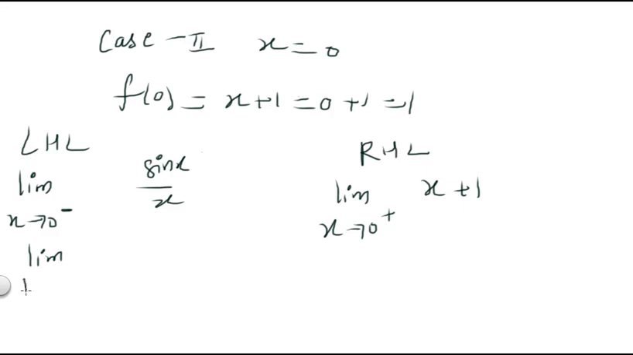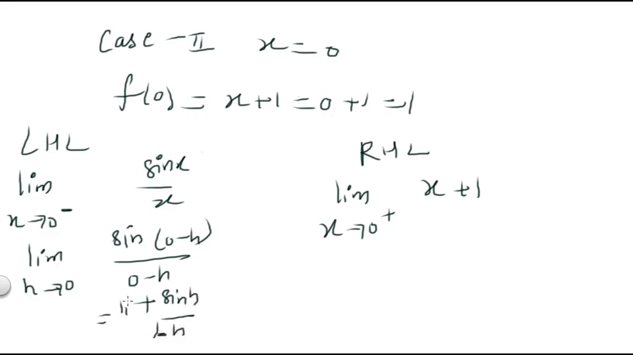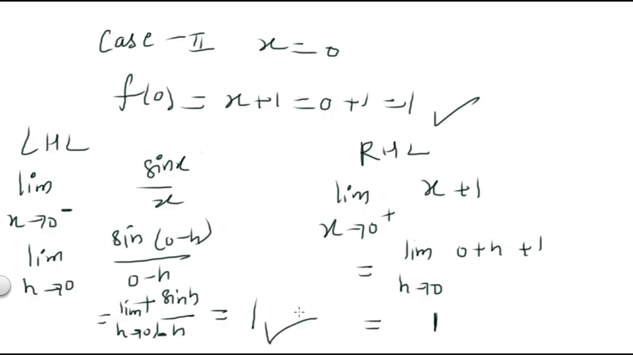Just see now. Limit h tending to 0. Instead of x, you're going to write 0 minus h and 0 minus h here. So you will get minus sin h upon minus h. Minus minus getting cancelled. Limit h tending to 0 of sin h upon h is the formula where the limit is 1. Here in this case, when you put 0 plus, limit h tending to 0 of 0 plus h plus 1. Putting h equal to 0, we get the answer as 1. So you see, all three of them are 1. So there is no point of discontinuity for this function. This function is a continuous function.